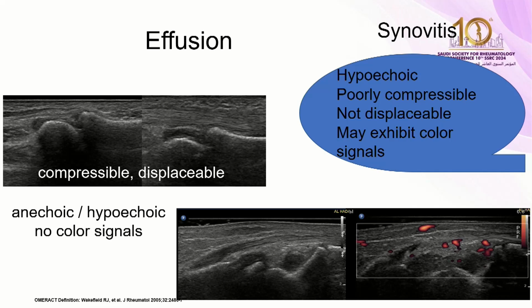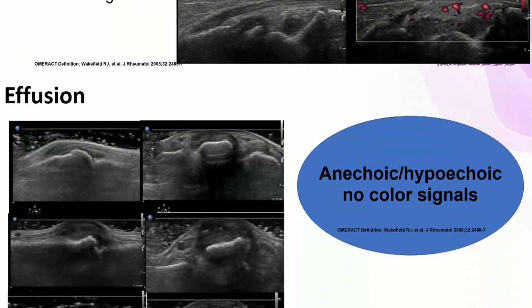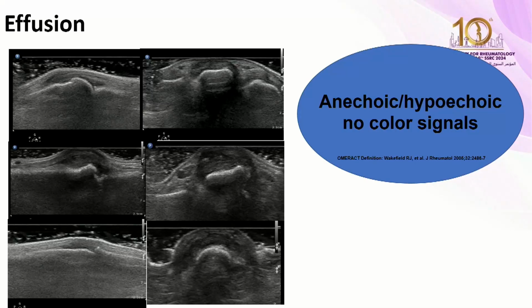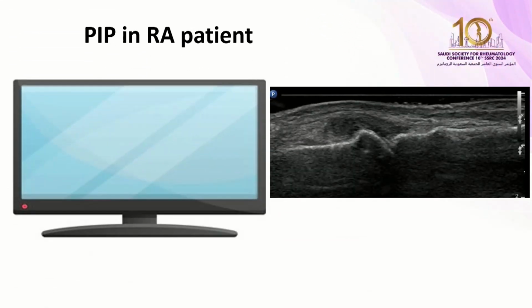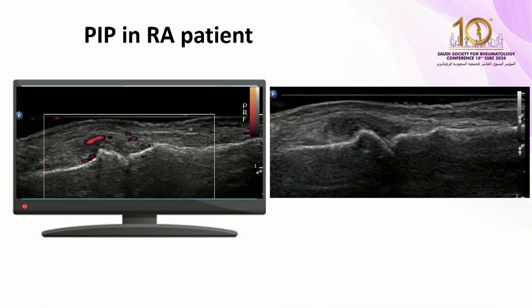Synovitis or synovial hypertrophy usually exhibits Doppler signal indicating active inflammation. So to differentiate between effusion and synovial hypertrophy, you should do compression at the site of the joint. Another example of synovitis in the small joints of the hand, longitudinal and transverse, in a case of rheumatoid arthritis. Doppler signal is positive also in a case of rheumatoid arthritis.